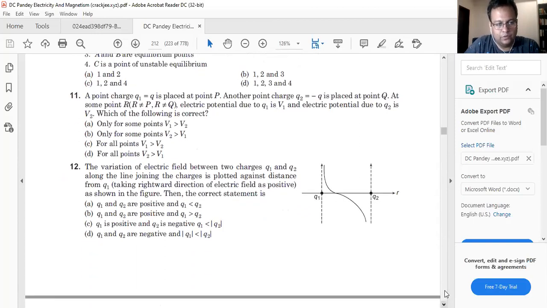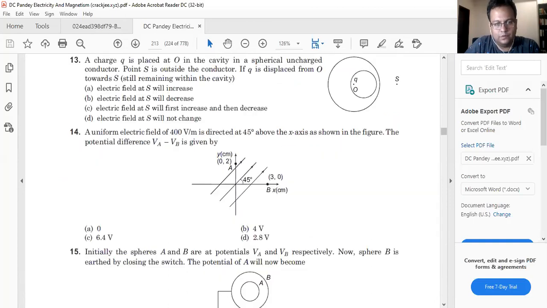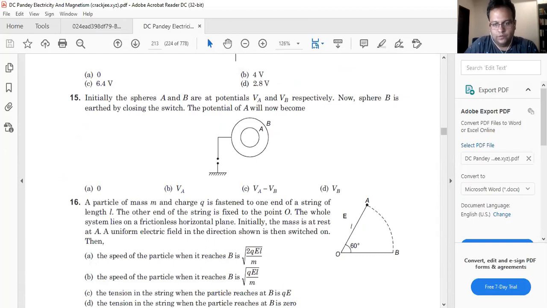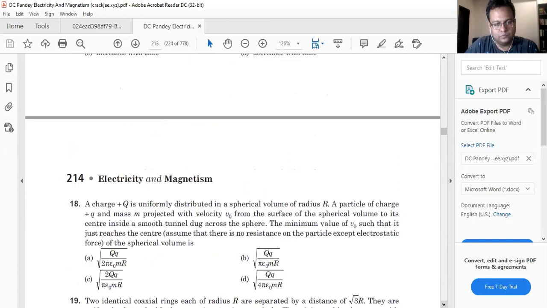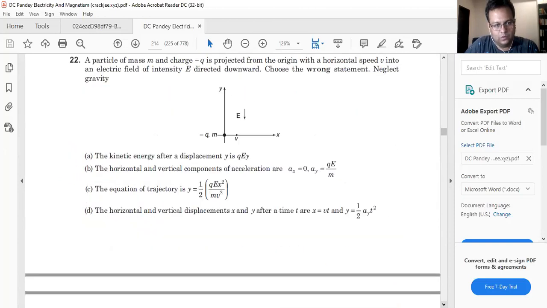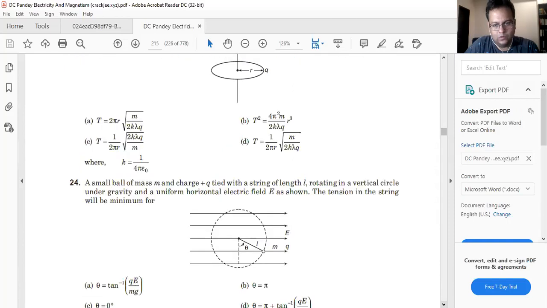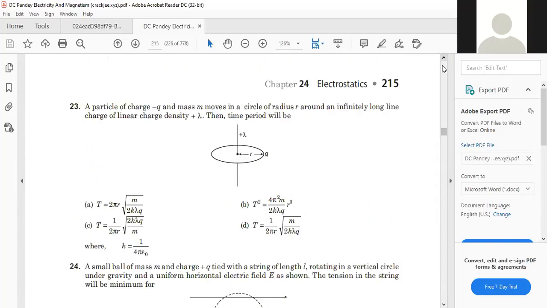Any other doubt? Objective 2, questions 21 to 25. Question 24.